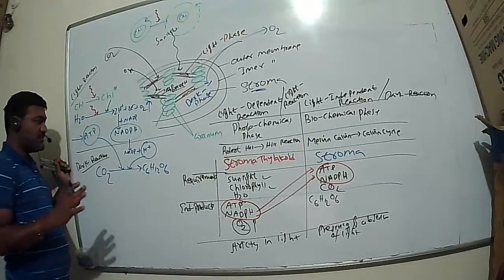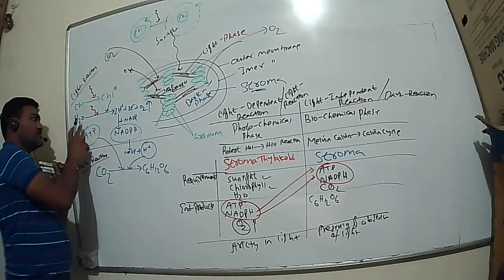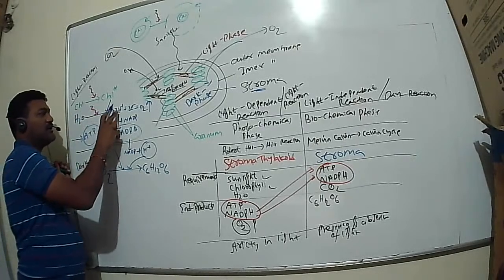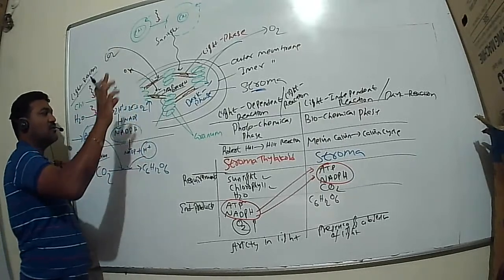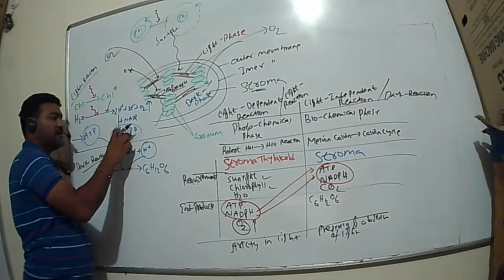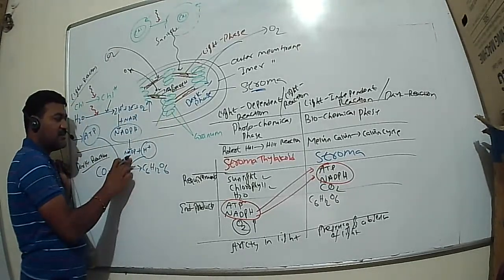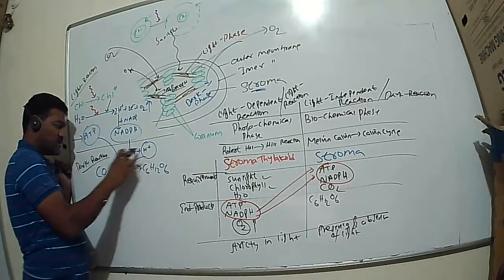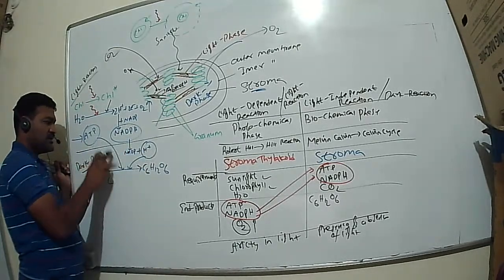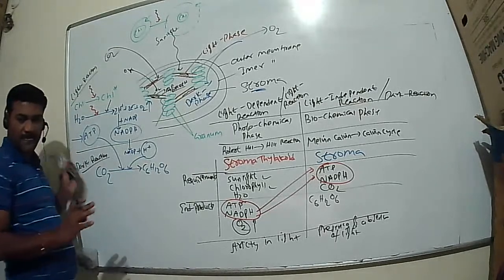Okay, so what is happening here? The water is splitting to give hydrogen, electrons, oxygen. Oxygen will go out. Hydrogen is taken by NADP to form NADPH. Now this NADPH will come into the stroma and again break into NADP plus H plus. These hydrogens now will combine with carbon dioxide by using ATP to form glucose.